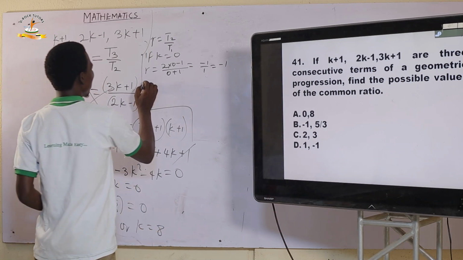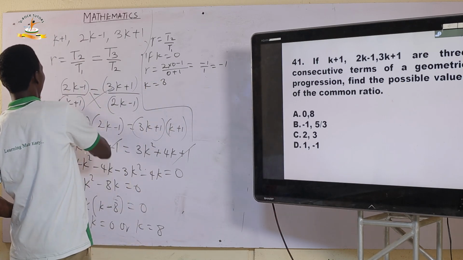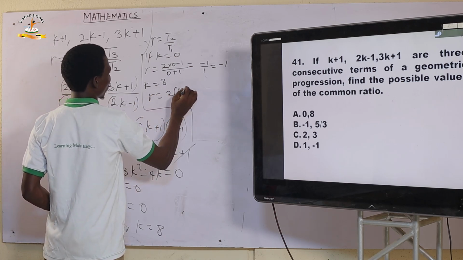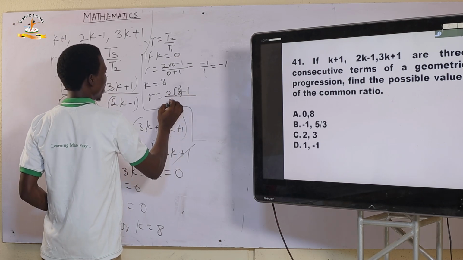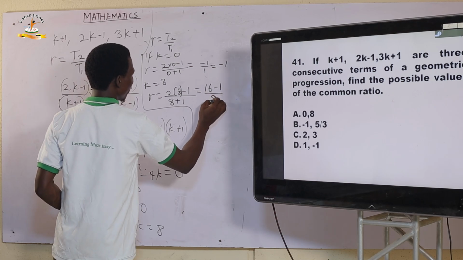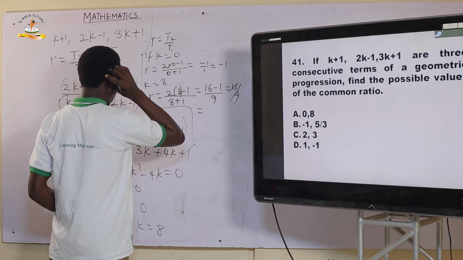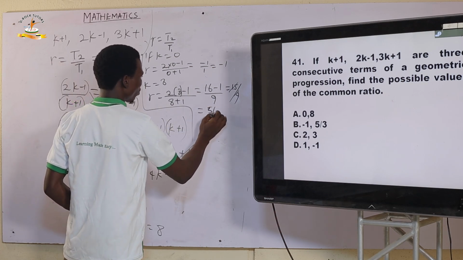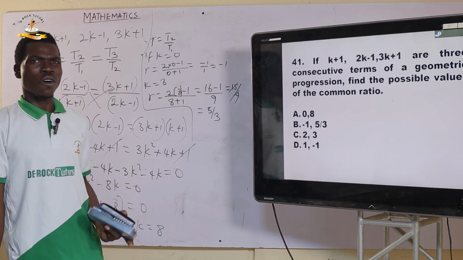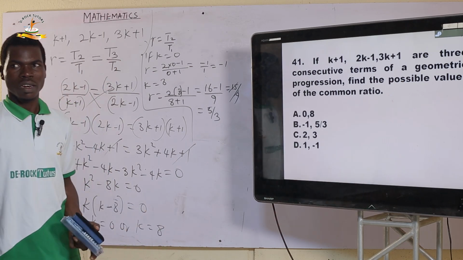Now let's check what happens if k equals 8. If k equals 8, we can still use the same ratio, and this means that my R is going to be 2 into 8 minus 1, all over 8 plus 1. And this is going to be 16 minus 1, all over 9, and this is 15 over 9. If you cut this down, it's the same as 5 over 3. So your values can be either minus 1 or 5 over 3 for the common ratio. And the right option there is option B. Next question.